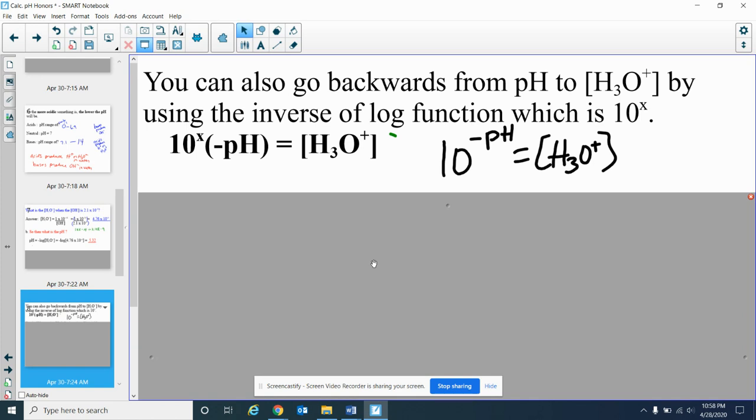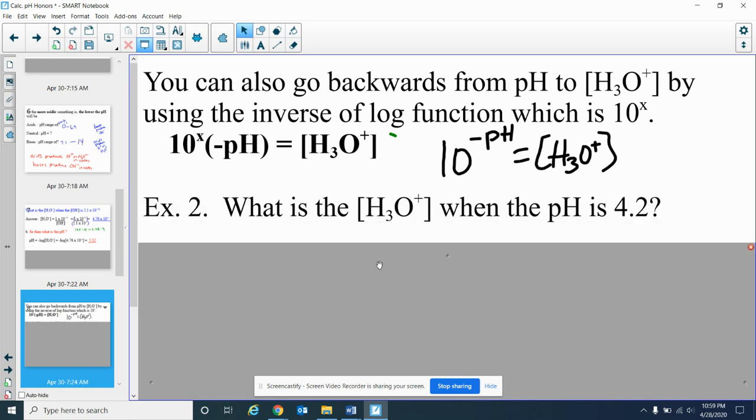If you want to go backwards from pH to H3O plus, then you need the inverse of log. On your calculator, that's the 10 to the x key. If you look on your calculator where log is, the second function or the inverse function is 10 to the x. So that's 10 to the negative pH to go backwards from the pH equation to solve for the H3O plus when you have the pH. So 10 to the negative pH equals the H3O plus.